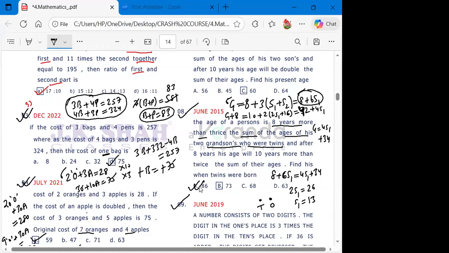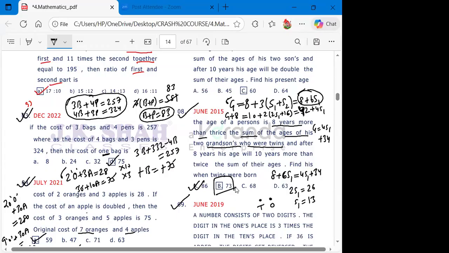Actually, forget. Just wait. This answer will be what? When they are of what age? 13 years. This 86 is what? When they are of 13 years age. So when they will be of 0 age, sir, grandpa will be of which age?